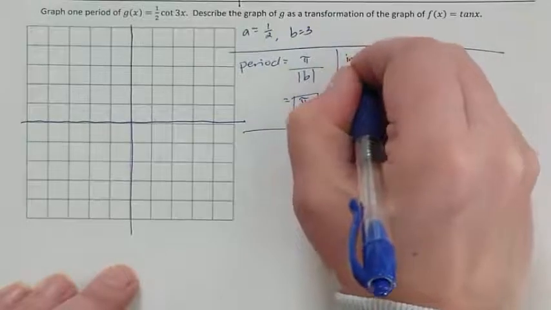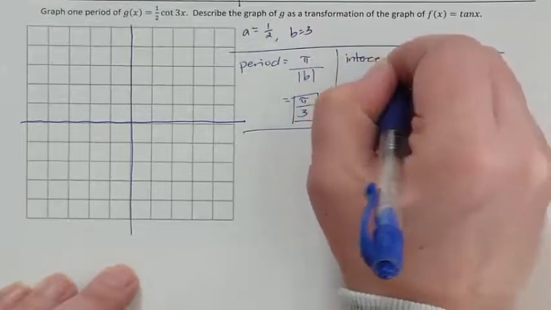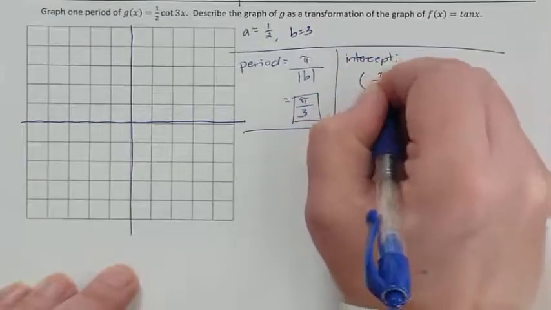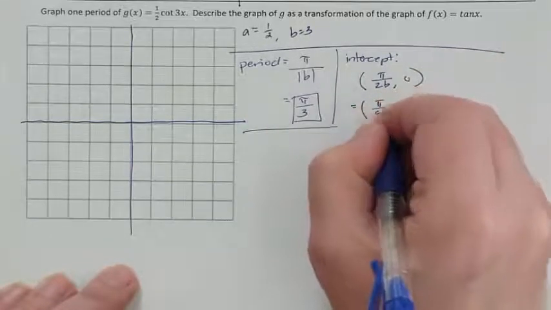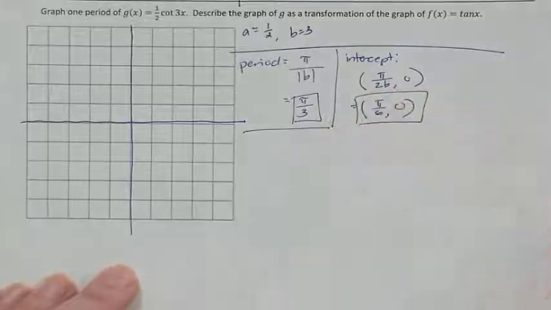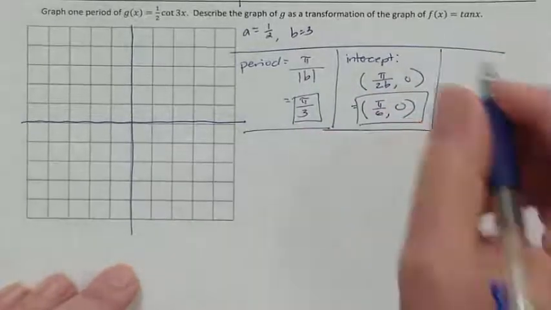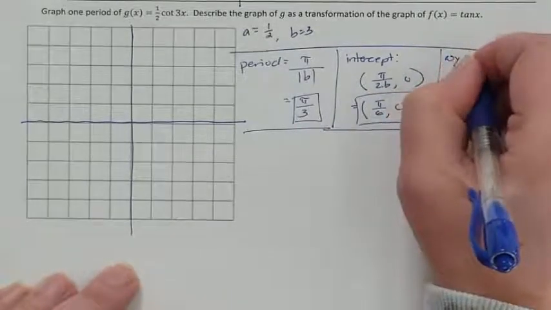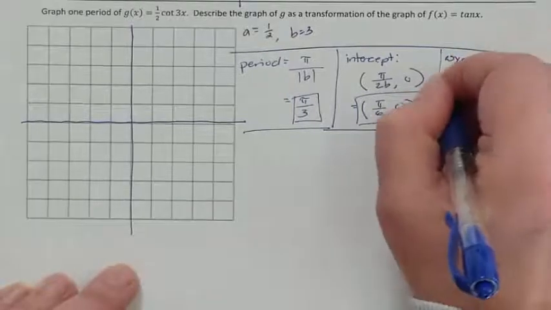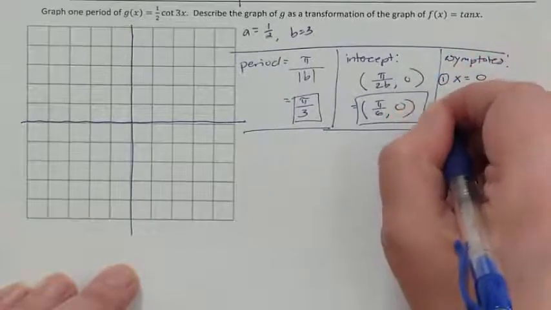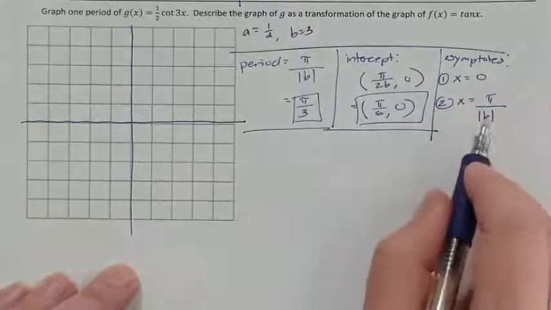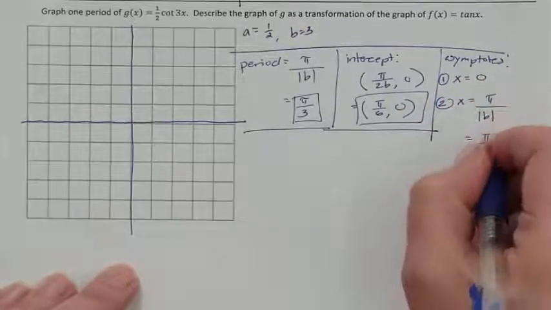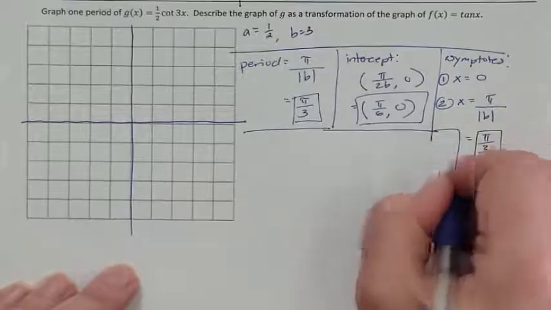Finding my intercept is pi all over 2b, 0. B is 3, so my intercept is pi sixths, 0. And now I need to look for my asymptotes. I have 2 equations. X equals 0 is equation number 1. X equals pi all over the absolute value of b, which is pi thirds, is asymptote number 2.